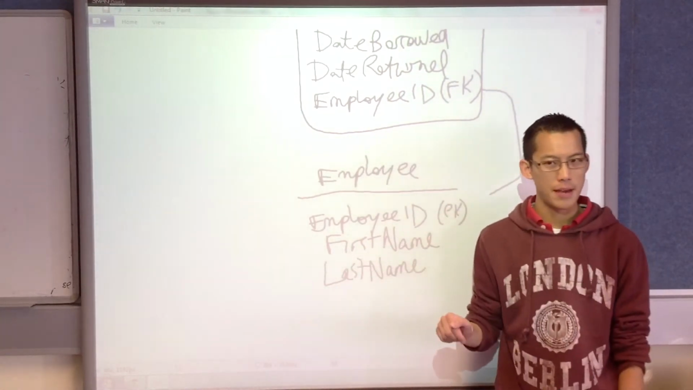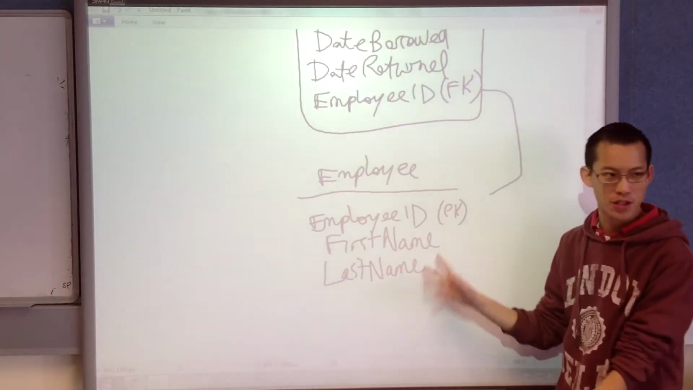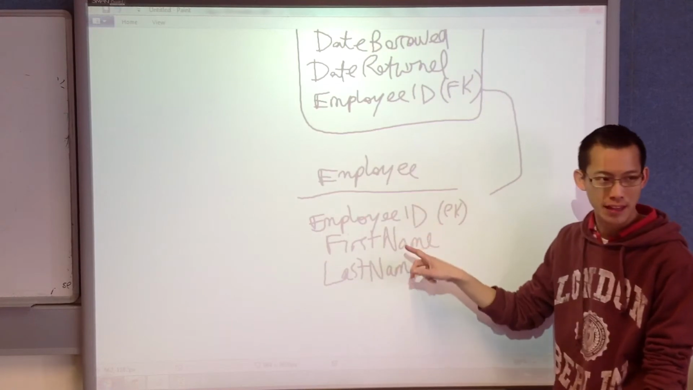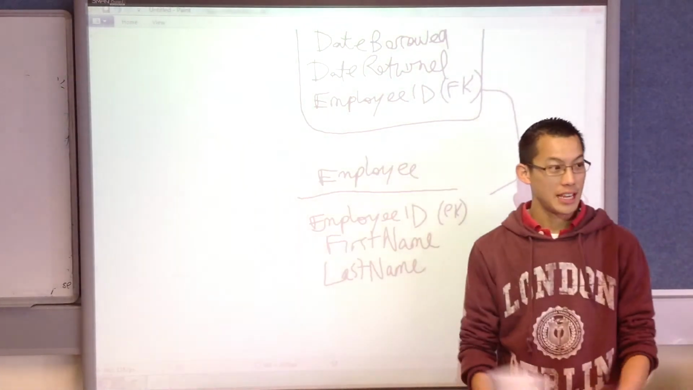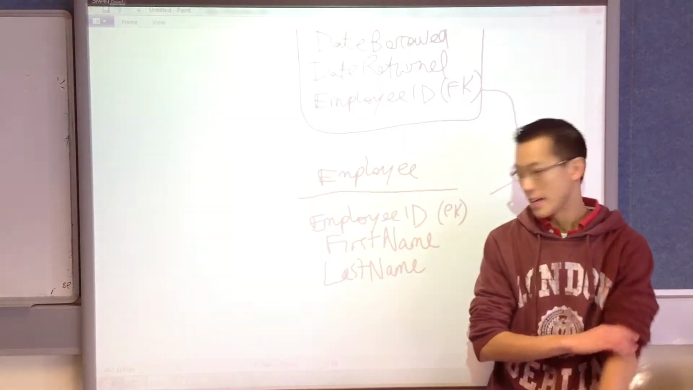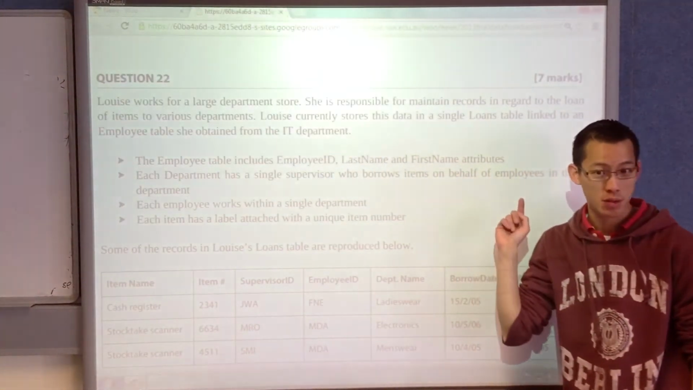Note, by the way, I mentioned this when I did the review for the last exam as well, that these are all, there are no spaces or anything like that. That's why the capital letters, they delineate different words. Okay, is that it? Is that the employee table? I mean, that's all it says in the question that I need, right? The employee table includes those attributes.